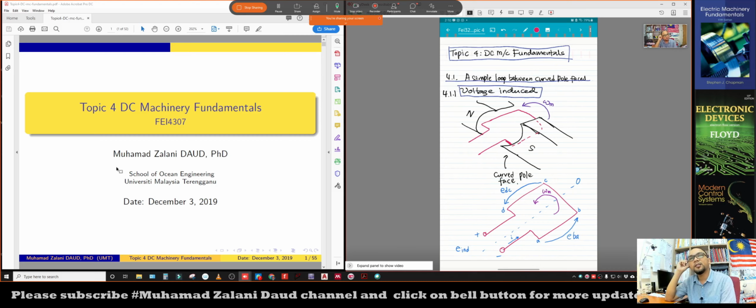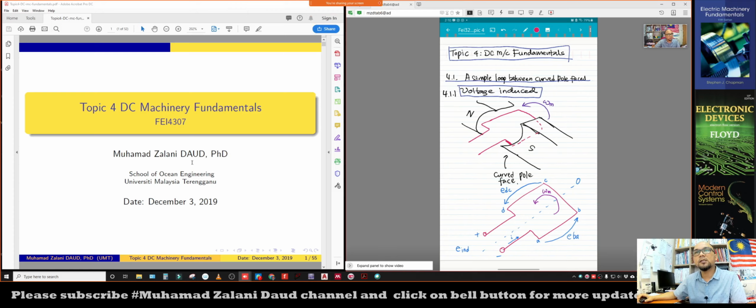And then topic 3 we just finished last week. Last week means the week before your semester break. Okay, we have done topic 3, which is AC machinery fundamentals. So we have discussed the transformer, AC machinery fundamentals, and today in this session we will be discussing topic 4, which is DC machinery fundamentals.